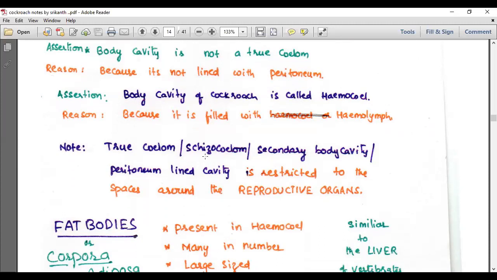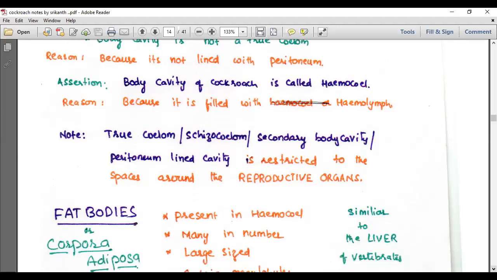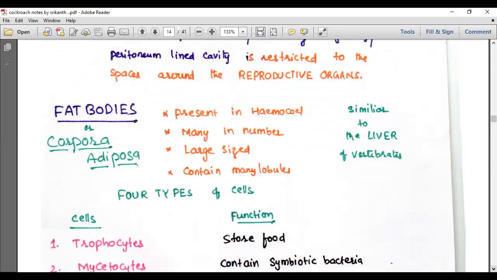Then the true coelom or schizocoelom or secondary body cavity or peritoneum lined cavity is restricted only around the reproductive organs. The remaining body cavity of cockroaches cannot be considered as true coelom. You can't say it as schizocoelom. You can't say it as secondary body cavity. You'll get more clarity after we complete the coelom chapter. Just remember this issue. We'll continue, and there we'll discuss more.